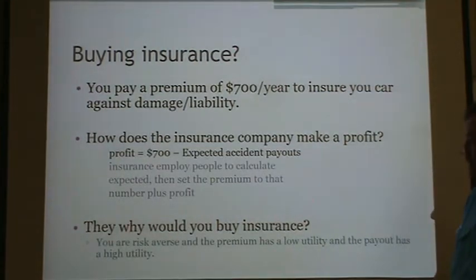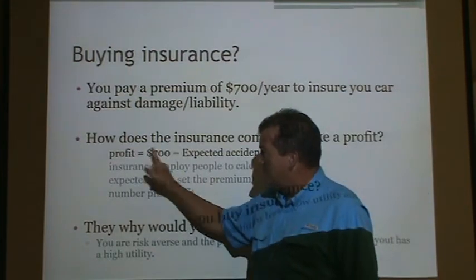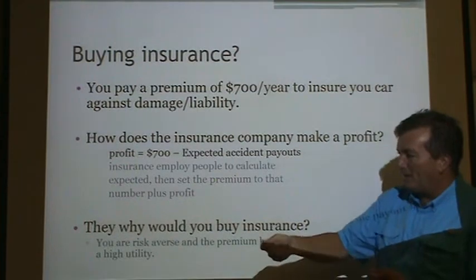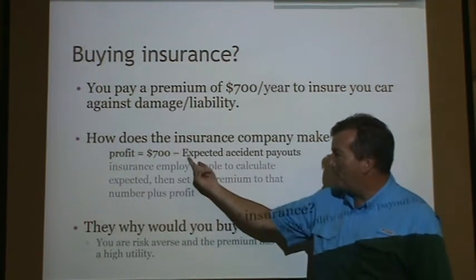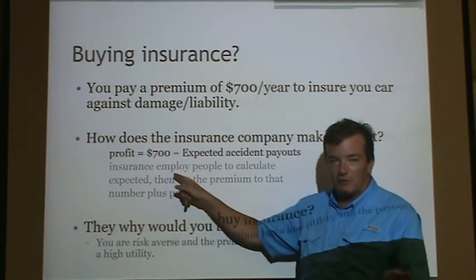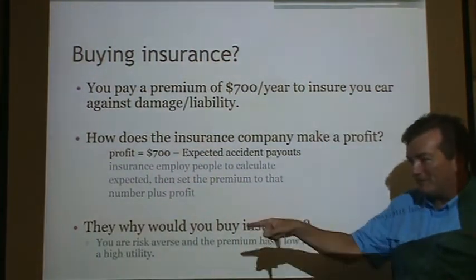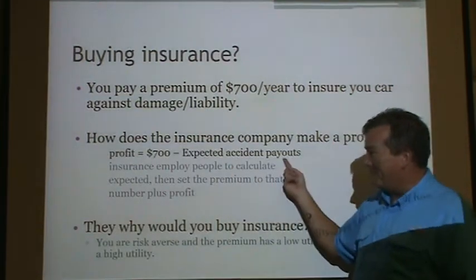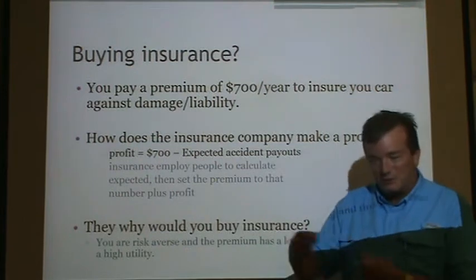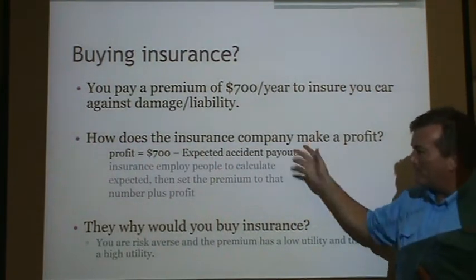So why does an insurance company make a profit? Because their profit is $700 to get from you minus whatever they expect to pay you. And what they expect to pay you, hopefully for them, will be less than $700 per year. And they actually have people who calculate what they expect to pay you. And if it went up to $800, they'd be charging you $900, because they want to charge you more than they expect to pay you. And with a large group of people, they'll make a profit.